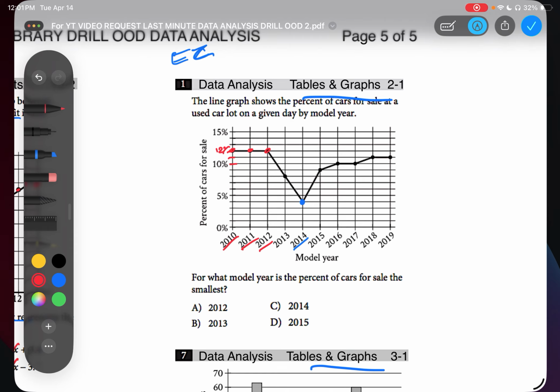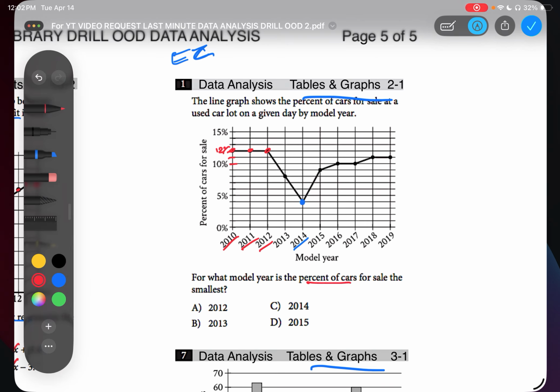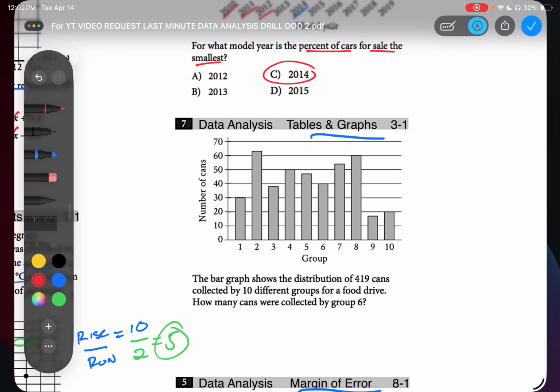So you guys can read this stuff. You guys are good to go. All right, let's read the question. This is super easy. For what model year is the percent of cars for sale the smallest? Oh, I think we did that earlier. What year is it? 2014. All right, that choo-choo is rolling.